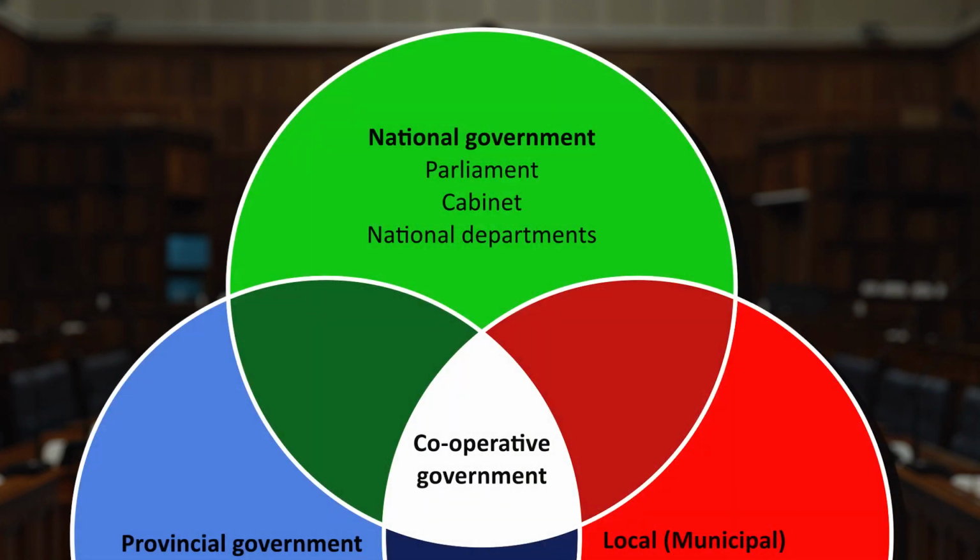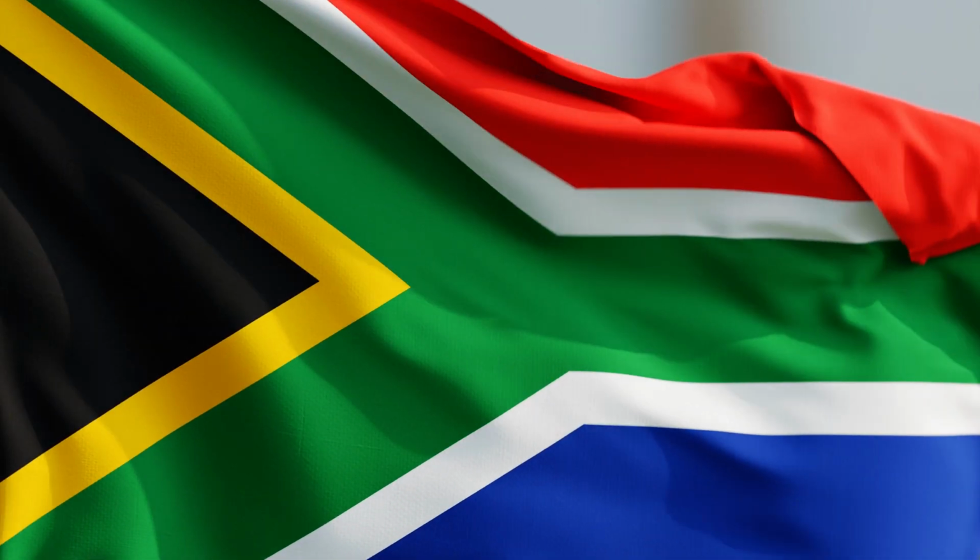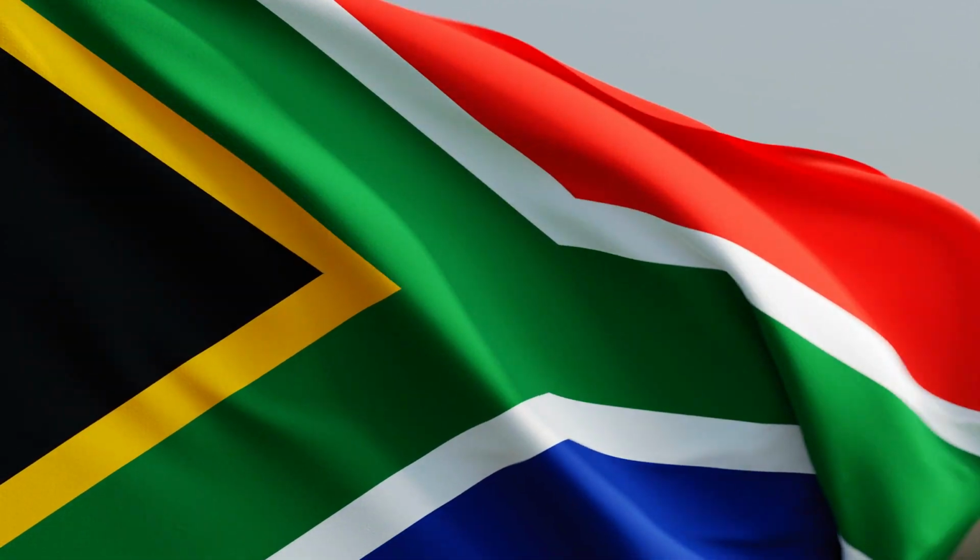At the national level in our country, you have the national sphere of government. There is a president who exercises executive authority in our country, who is assisted by other members of the cabinet. Together, they form what we call the national executive. National government is also responsible for matters that are applicable to the entire country. Examples of this would be, for instance, the South African National Defence Force, South African Police Services, and the economic policies of the country.